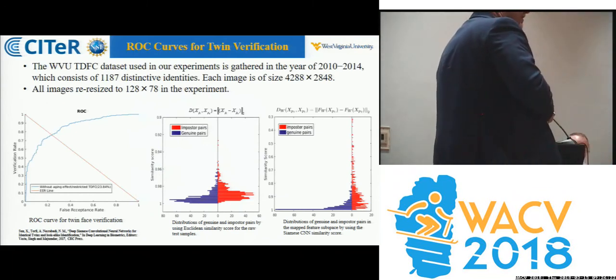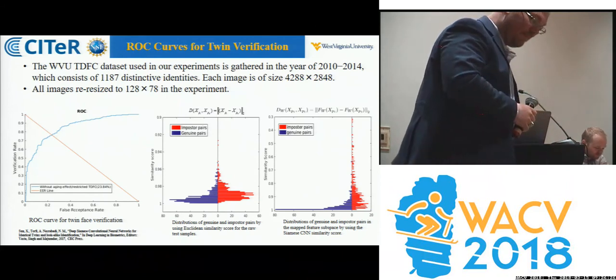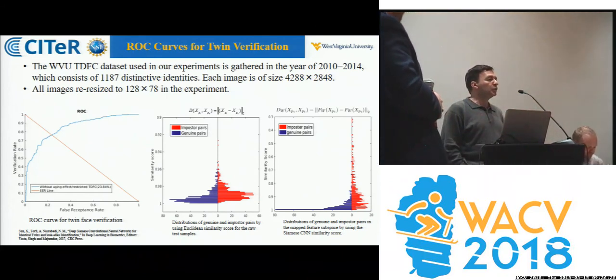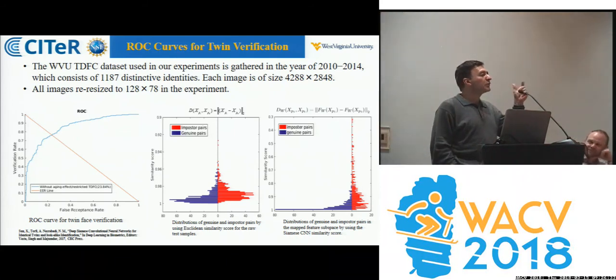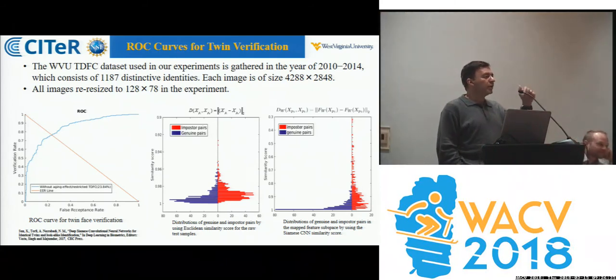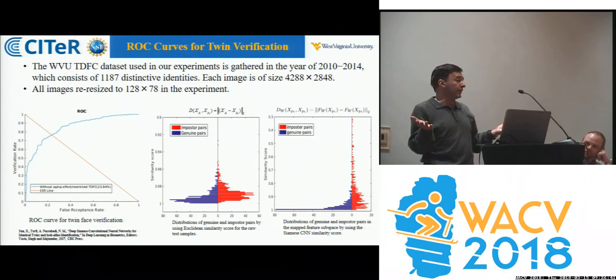That's a huge database. We have been collecting data since 2009. Every year we go to Twins Town. There's a festival in Ohio, Twins Days, and we go to the festival and collect data.